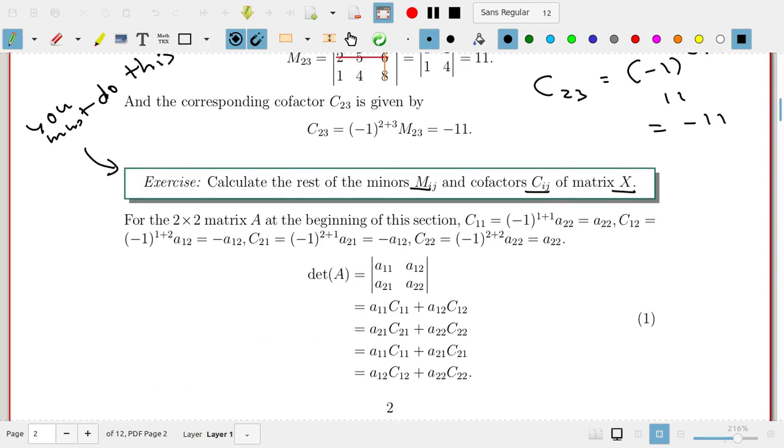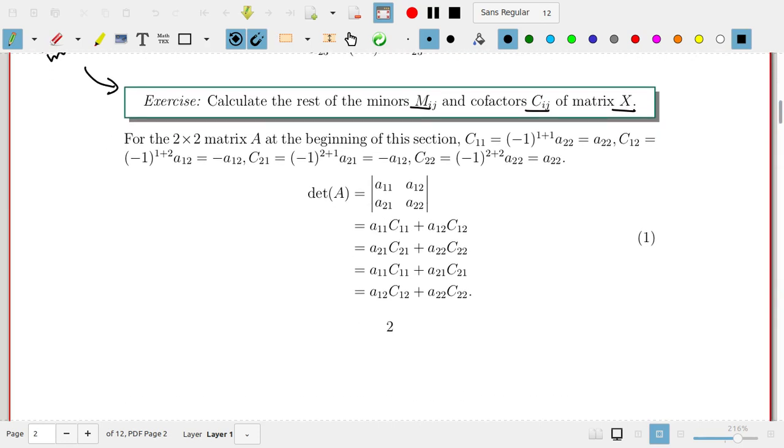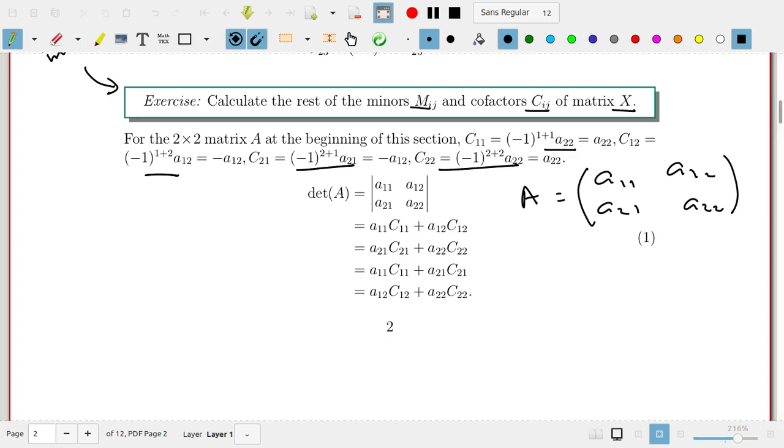Okay, so now if we have a determinant of A, right? So remember matrix A. So what is C11? A was of course A11, A12, A21, A22, right? So this was A. So C11 was this, C12 is this, C21 is this, and C22 is this. Now, determinant of A can be written as A11 C11 plus A12 C12.